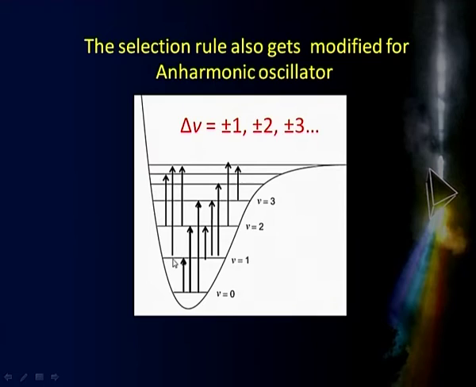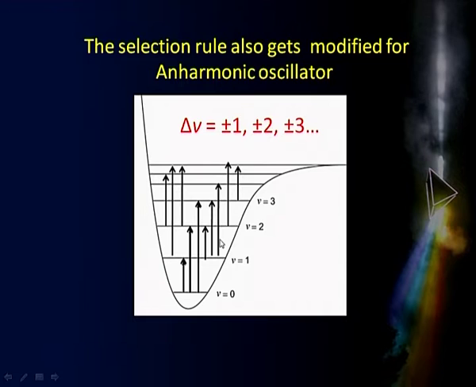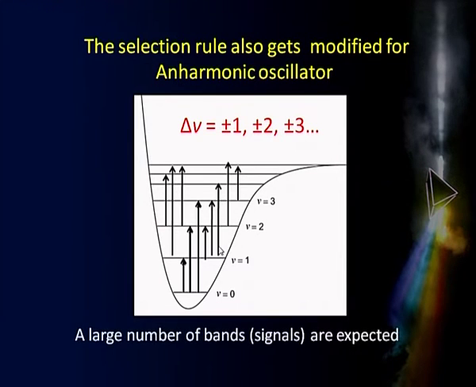You can have all possible transitions there because there is no limit anymore. Whereas, in case of harmonic oscillator, we had delta V equal to plus or minus 1. That means we can just go from one level to the next one. In the harmonic oscillator, we find that the number of lines or bands affected is much larger. That is a drastic change when we move from harmonic to anharmonic oscillator.